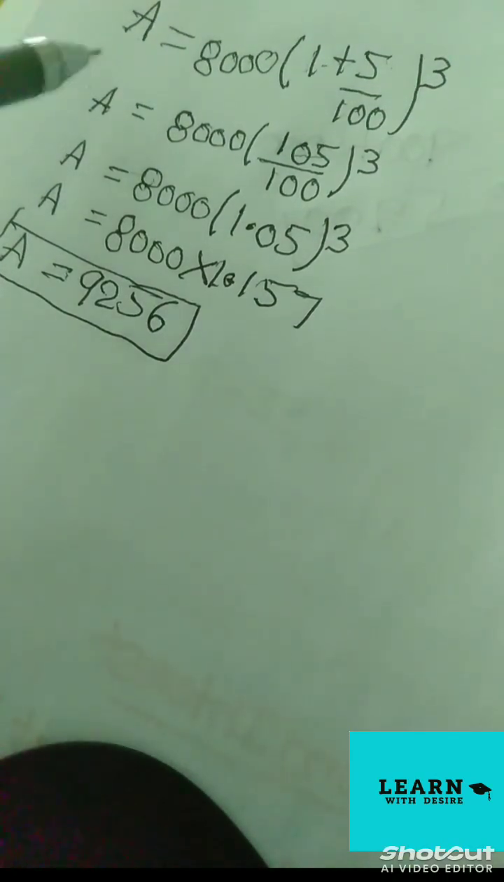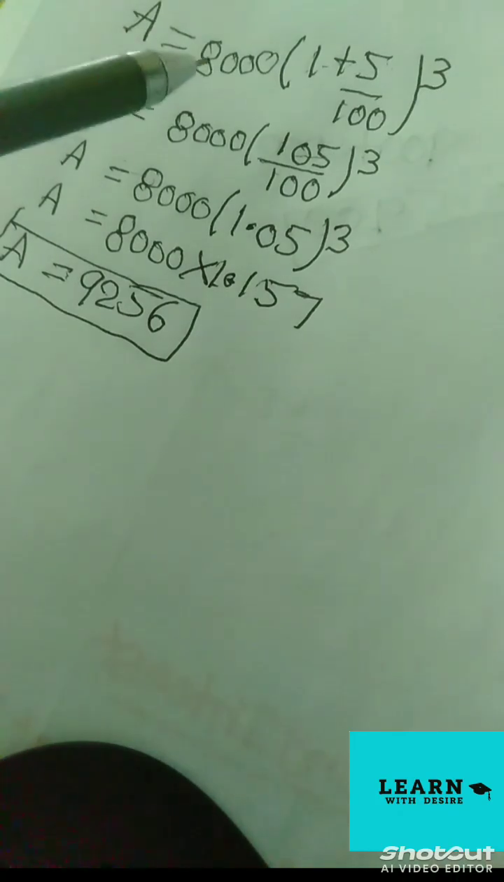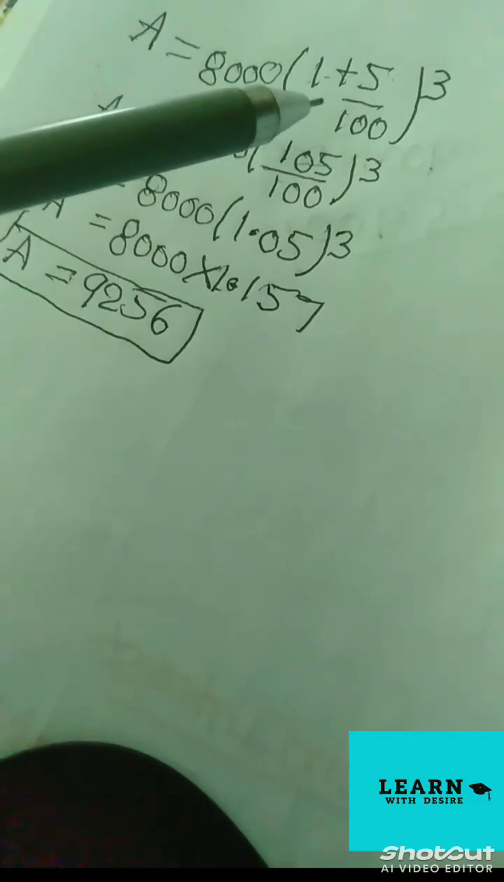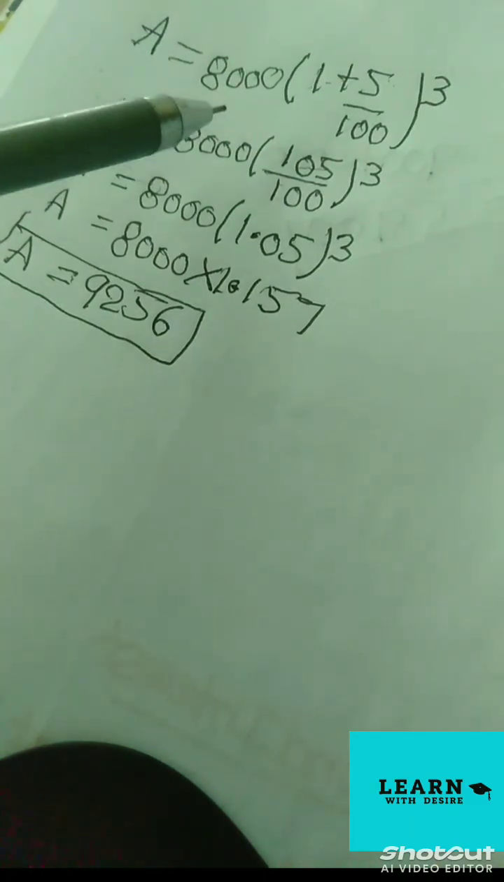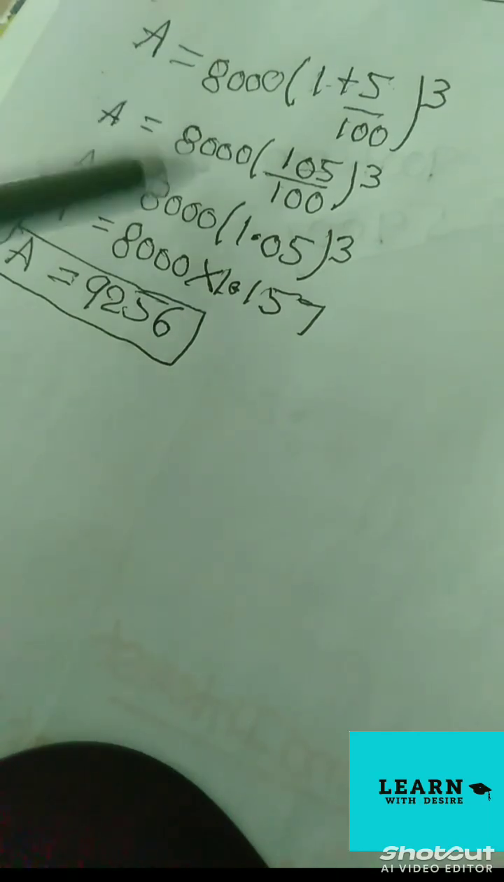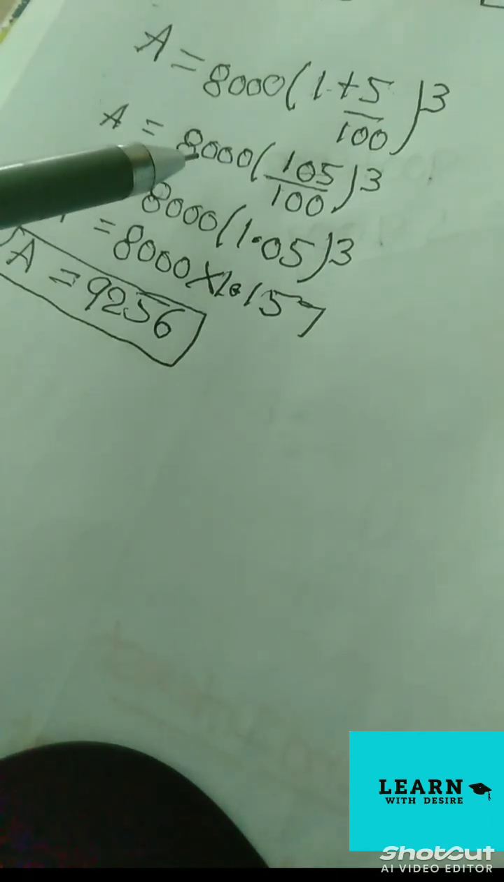Here you can see the amount formula is principal into (1 plus rate of interest by 100) whole power time taken. We apply the values to the formula in the first step. In the next step, we simplify the equation. If we simplify the equation, we get the value like this, that is 105 by 100. After getting this value, we have to divide it. After dividing it, we get the value 1.05.